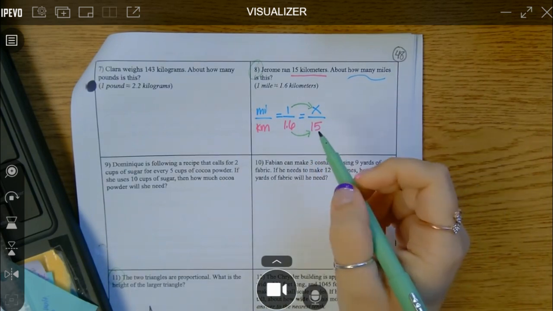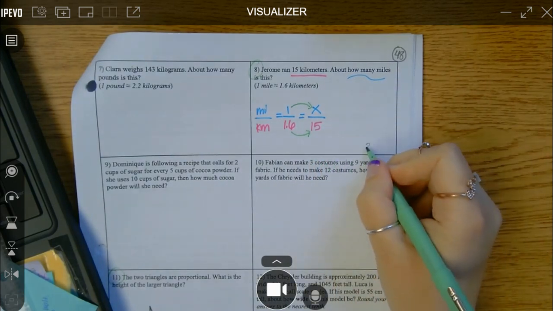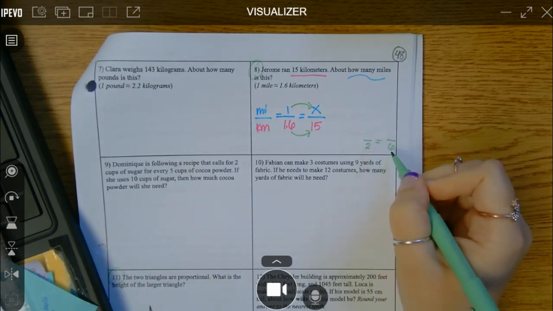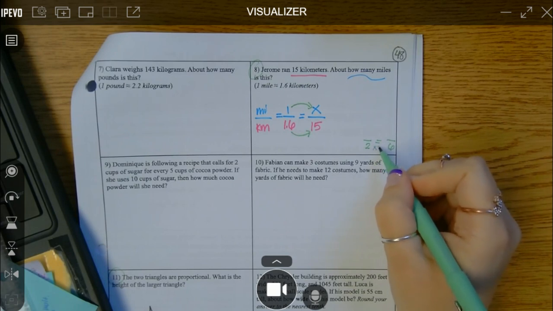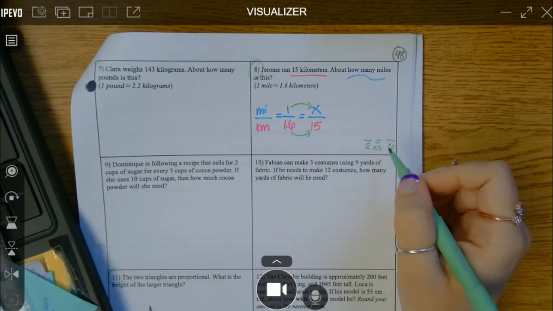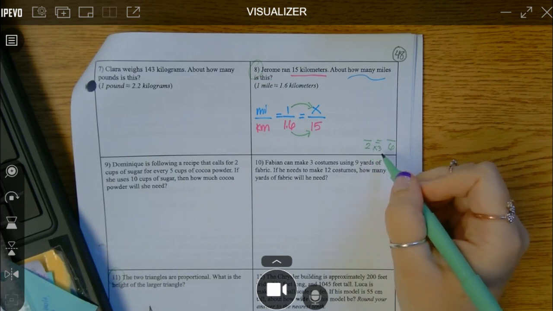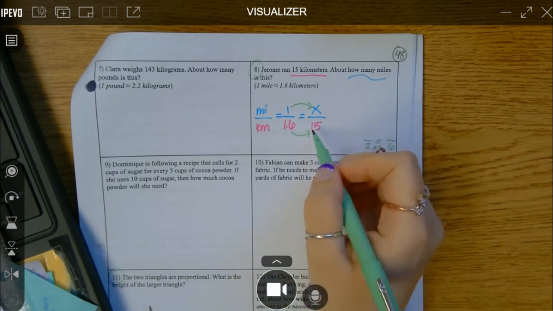Well, to figure that out, put it easier. Like what if it was 2 here and you're going towards the 6? 2 times what is 6? And you're like, oh, it's 3. How would you get that if you didn't just know it? You would take 6 and divide it by 2, and then that would tell you that it's 3, right? So I'm going to do that same concept here.